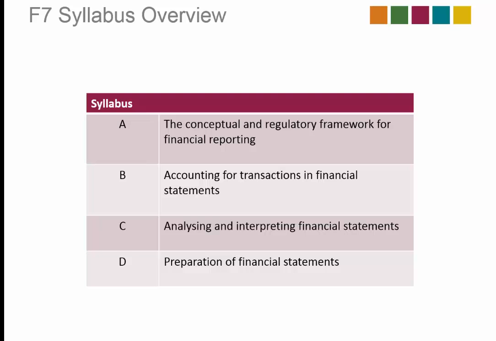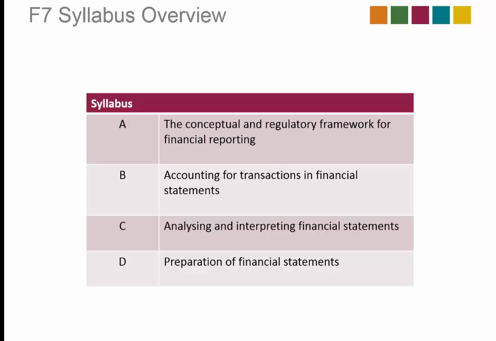Syllabus Area C looks at analysing and interpreting financial statements. This accounts for 25% of the F7 syllabus, and in this part of the syllabus we'll be looking at the calculation and interpretation of accounting ratios. We'll basically understand what the financial statements tell us about a company, and we'll focus on some of the limitations of financial statements and interpretation techniques also.